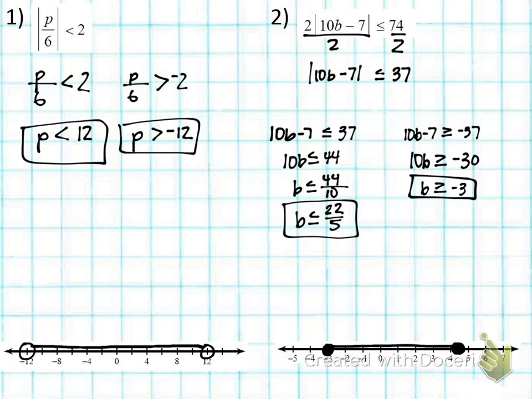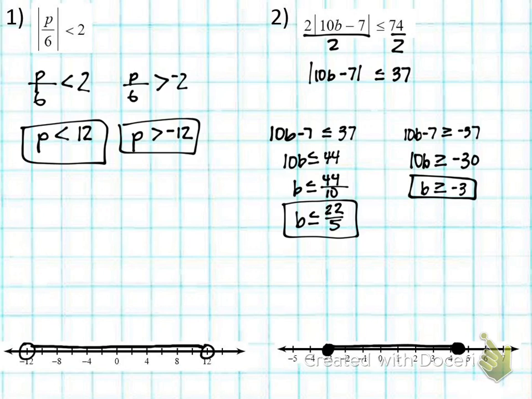Let's just check, just for the sake of knowing we did it correctly. Negative 3. 10 times negative 3 is negative 30. Negative 30 minus 7 is negative 37. Absolute value of negative 37 is 37. 37 times 2 is 74. Is 74 less than or equal to 74? Yeah, so that makes sense.